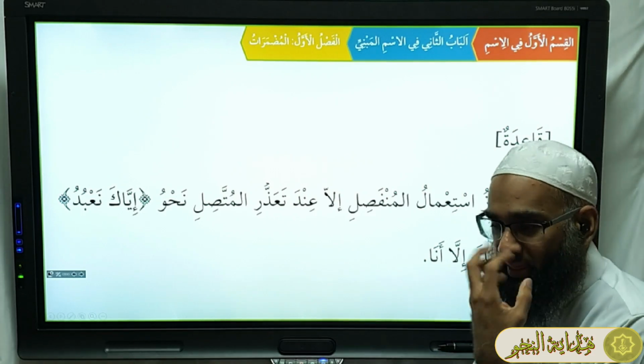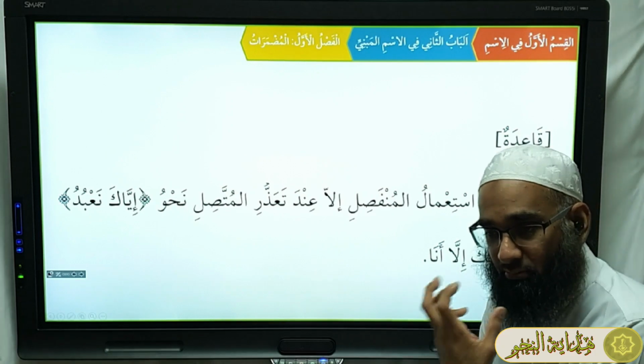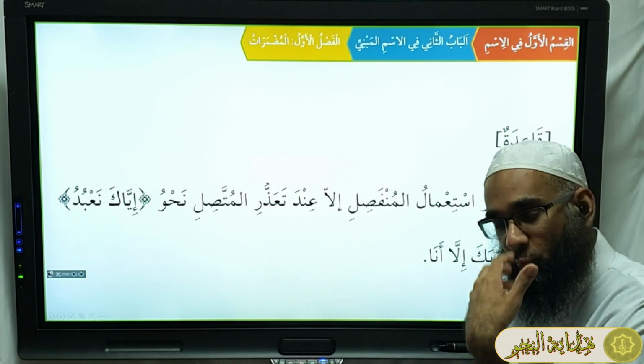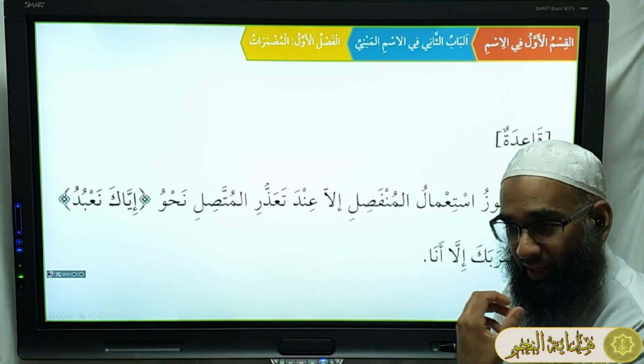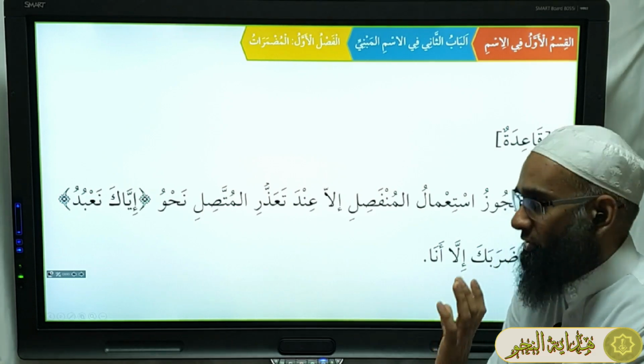When the meaning you wish to express allows you to use a zamir muttasil, then you must use zamir muttasil. And when the meaning you wish to express in Arabic, if that structure does not allow you to use zamir muttasil, then you're allowed to use zamir munfasil.